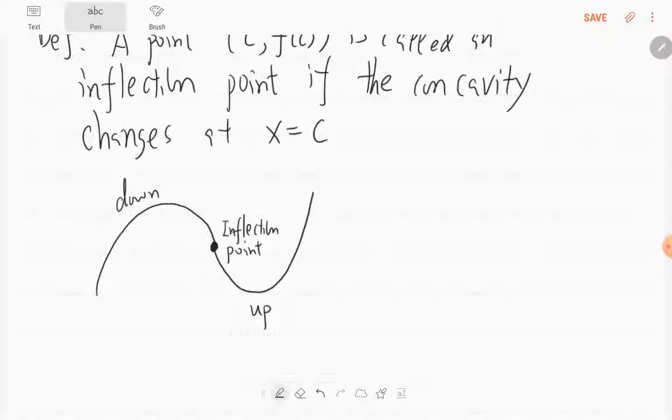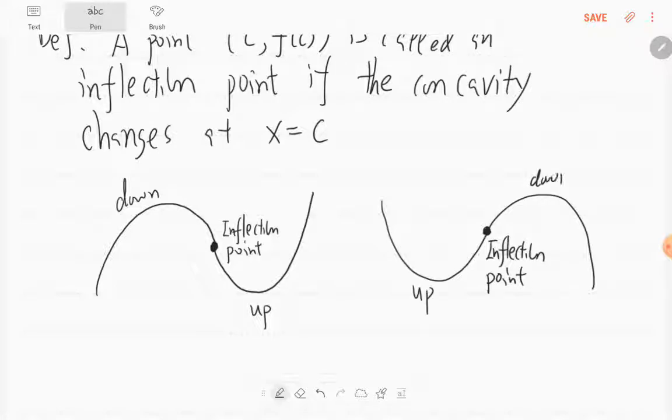Right. The same thing for here. This is up and then down. So here, this would be the inflection point. It will change the concavity. This is up, this is down. Okay. So how do we find the inflection point? This would be the next theorem.